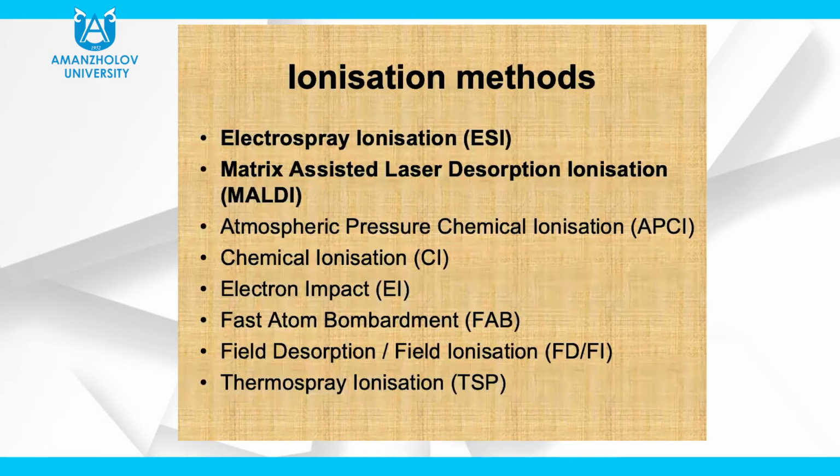So ionization methods can be electrospray ionization, matrix-assisted laser desorption ionization, atmospheric pressure chemical ionization, electron impact, fast atom bombardment, field desorption, field ionization, and thermospray ionization. Electrospray ionization and matrix-assisted laser desorption ionization are the most commonly used techniques in mass spectrometry.